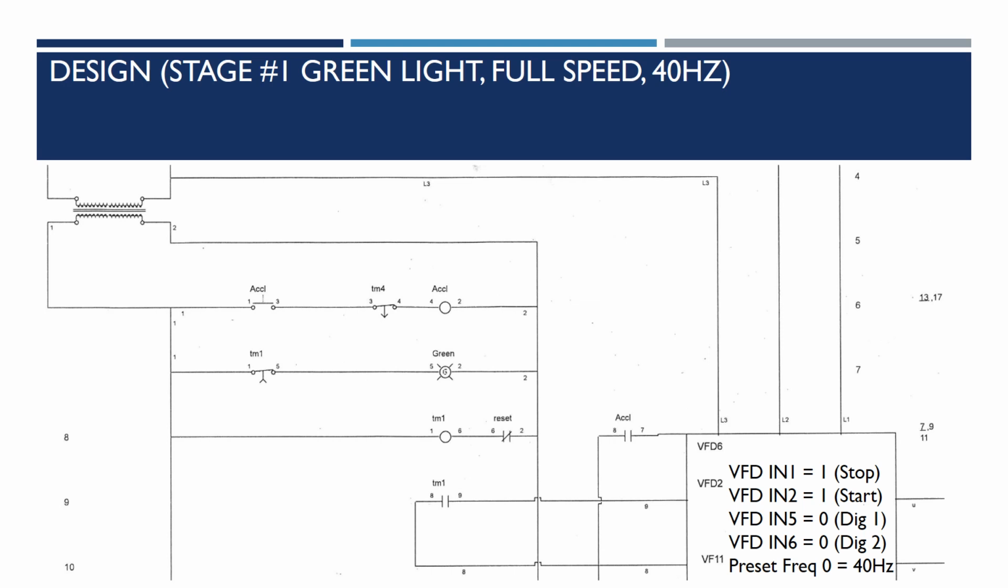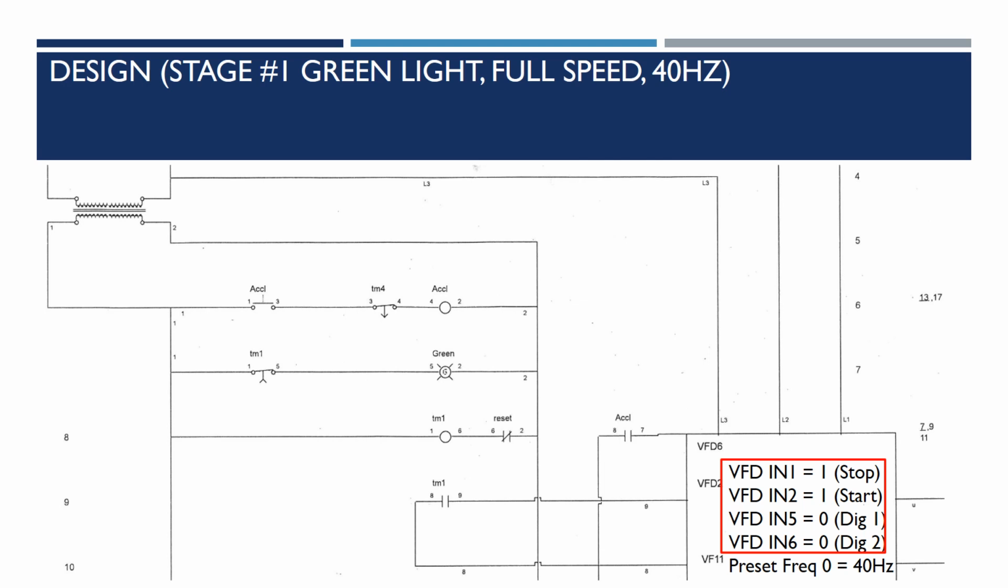In order to do so, there are inputs on the VFD that need to be satisfied. So we created a table to show us exactly what those inputs needed to be for each stage, so as we were doing the design, we could ensure that we were meeting the requirements. The VFD input number 1, which is our stop input, requires a 1 on it at all times in order for the VFD to operate normally.